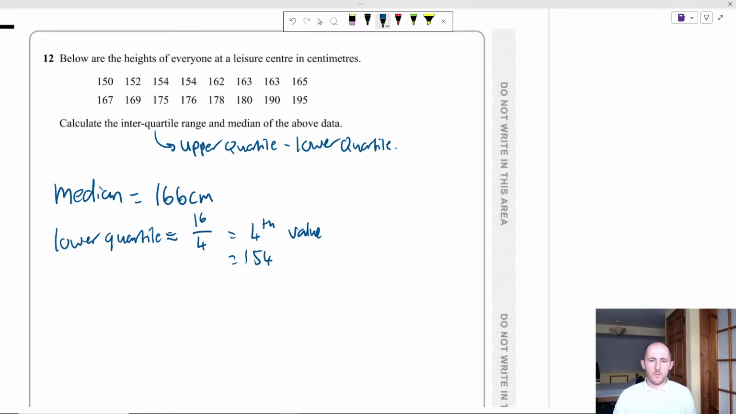Why is the median 166? Because when we crossed off one from each side, the two numbers in the middle are 165 and 166. So you need to find the middle of those two numbers, which is 166.